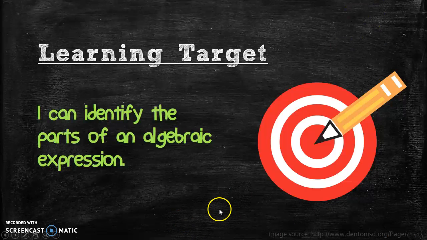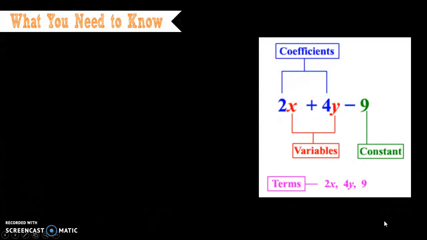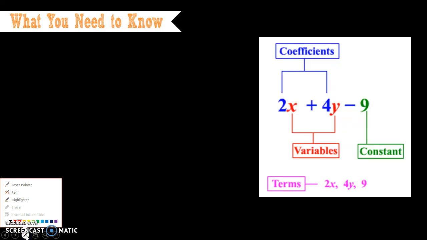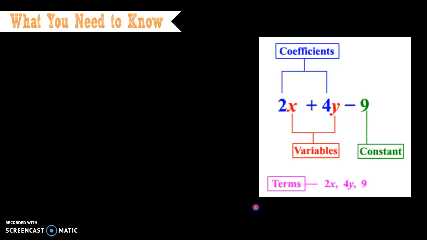I can identify the parts of an algebraic expression. Here's what you need to know. We've already seen this picture right here where we have our coefficients, variables, constant, and our terms all defined right here. They're color-coded for you.